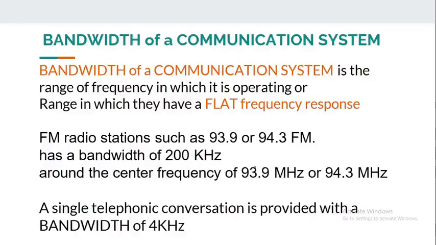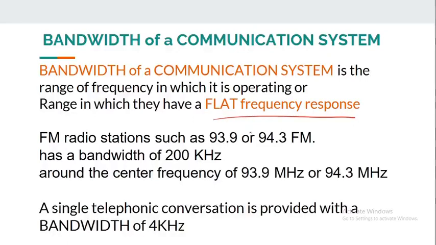Okay, now we will see the bandwidth of a communication system. Bandwidth of a communication system is the range of frequency in which it is operating, or the range in which it has a flat frequency response. As I have told already, it is the range of frequencies it is designed for optimal response. That is called the bandwidth of a communication system.